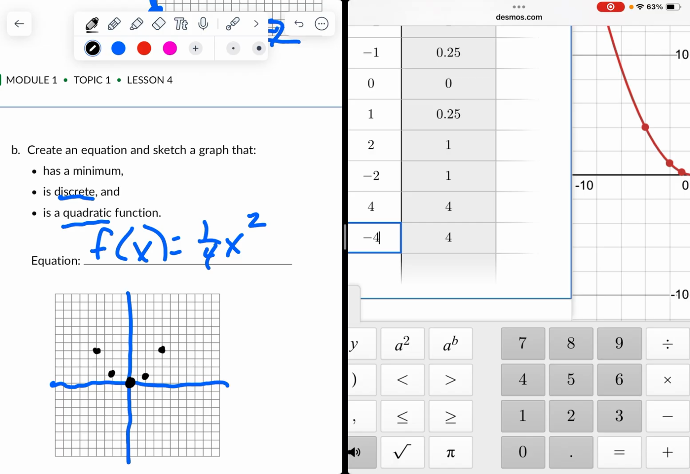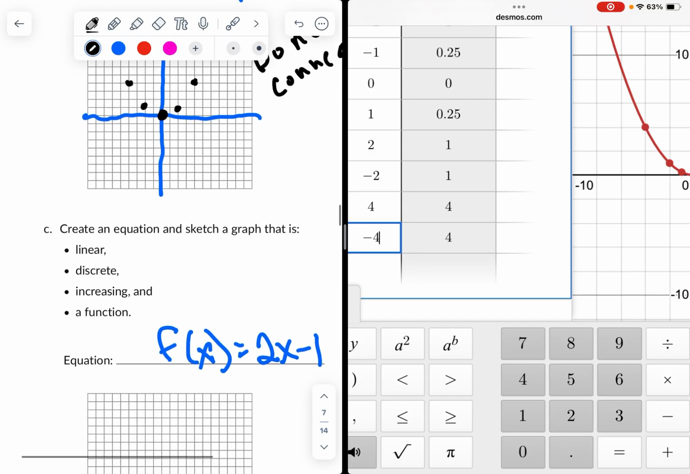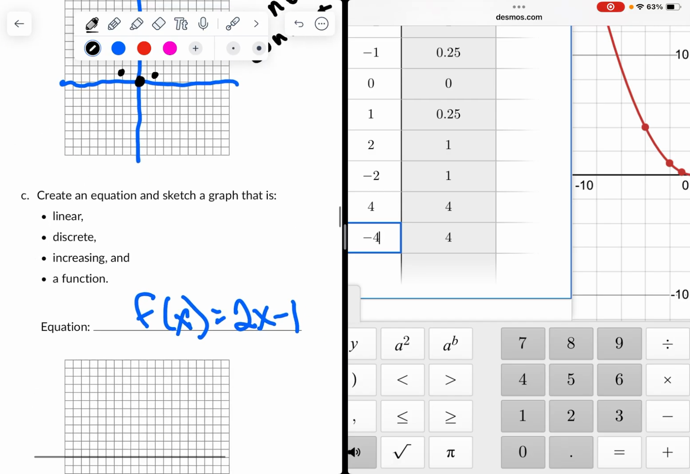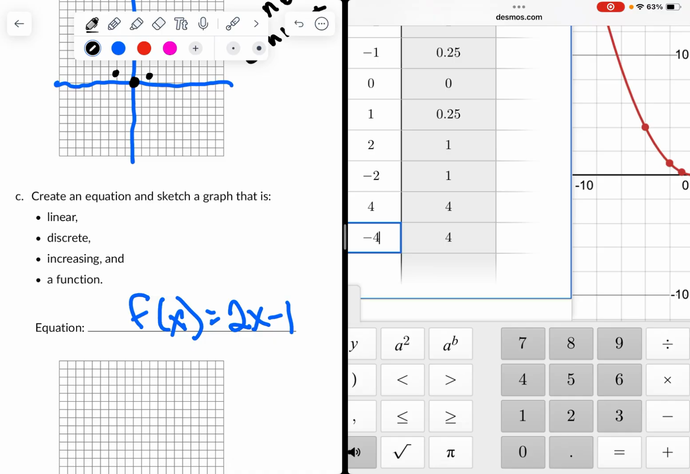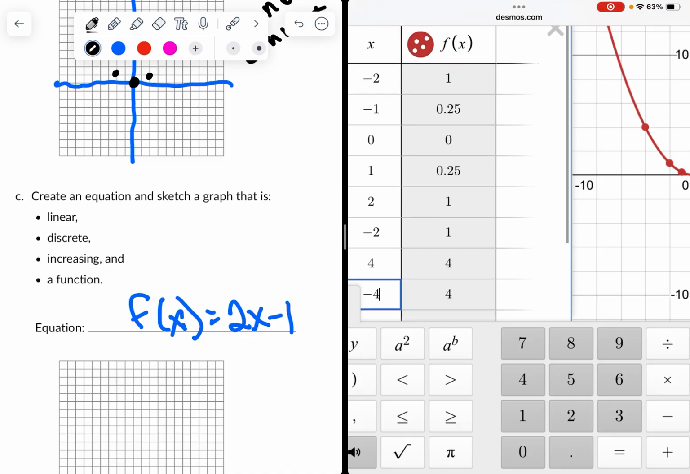And I'm not going to connect this because it says it needs to be discrete. So do not connect the dots if they're looking for discrete. Okay? All right, the next one they wanted linear. So it's in that form AX plus B. So we've written one for you that we're going to type in.